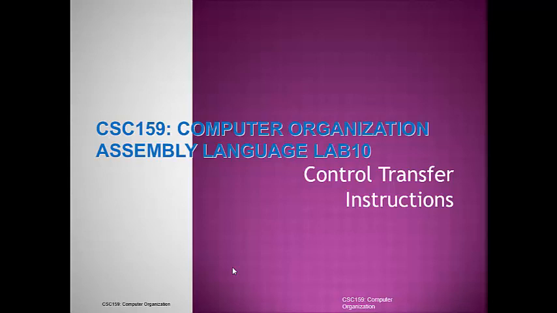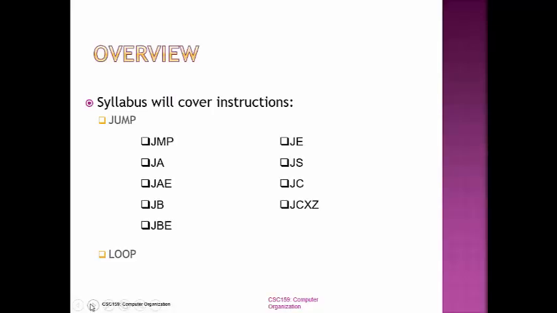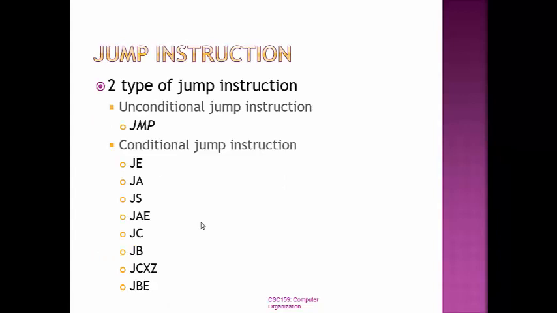Okay, we will continue on the last chapter in assembly language instruction, which is control transfer instruction. This chapter will cover two instructions, which are jump instruction and loop instruction. On the jump instruction, we have two types: unconditional jump instruction and conditional jump instruction.